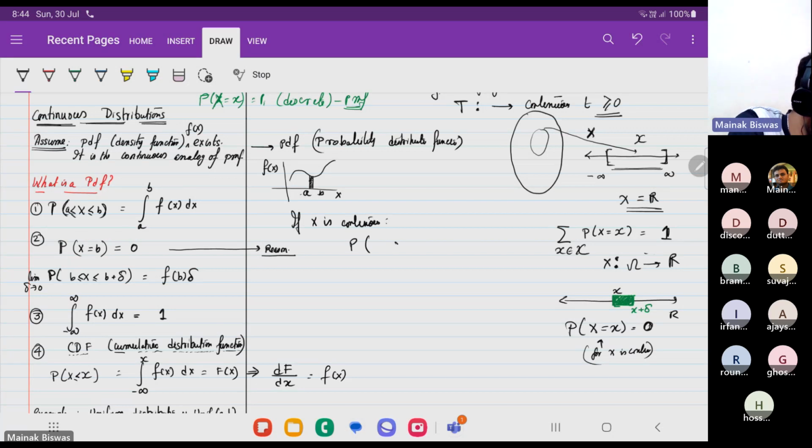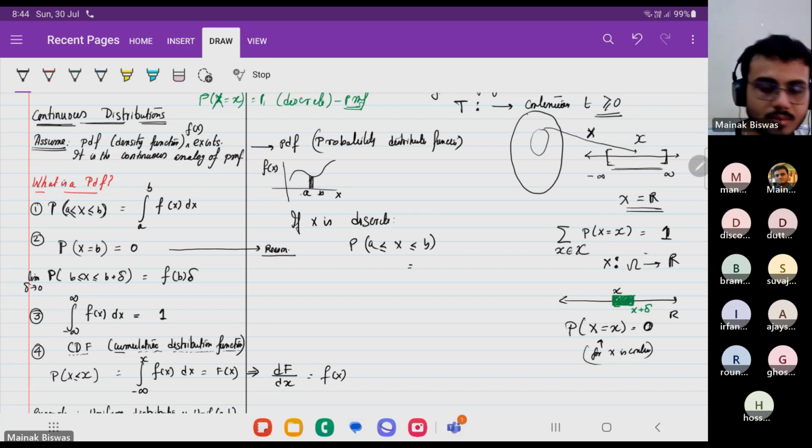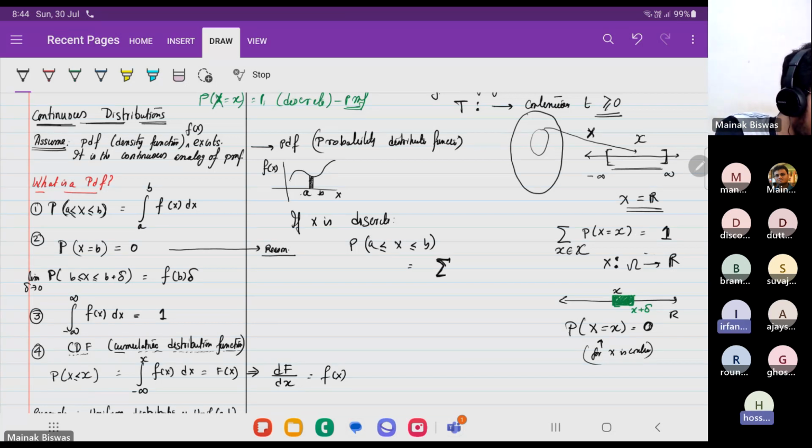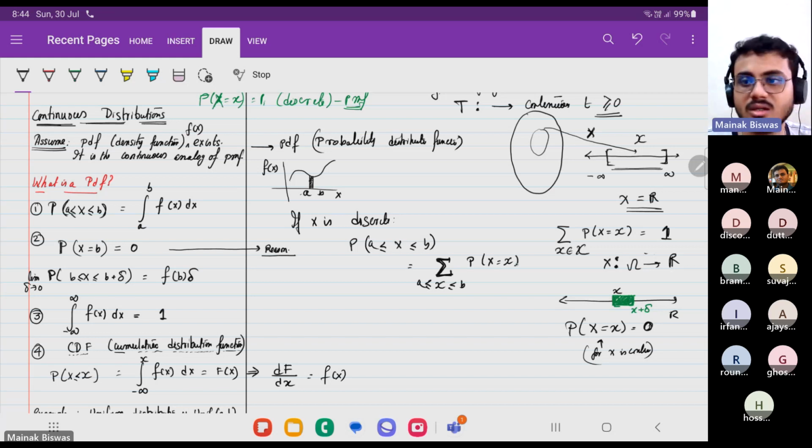So what would be the probability that X is between A and B, in the discrete case, not continuous? We'll add all the values between A and B. So you will add all the discrete values of X between A and B. Right? This will be your probability.